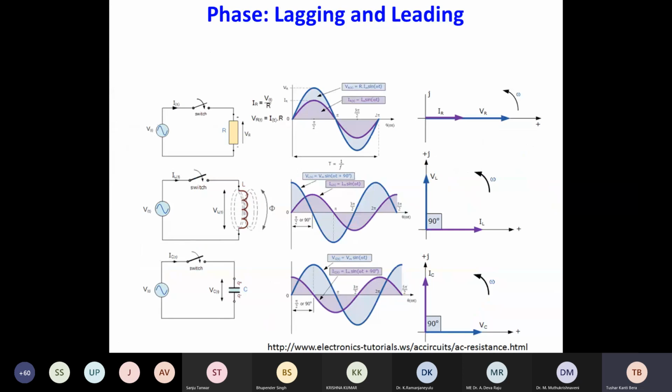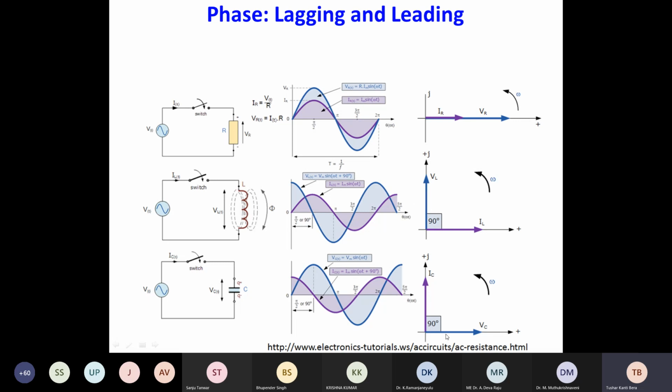But in case of other parameters like inductors or capacitors, we have seen that these signals are not in phase, means they are not generated at the same time. So for the resistor they will be in the same direction. In the phasor diagram also we will see that they will be lying in the same direction and there will be no phase displacement, whatever is observed in case of inductor and capacitor.